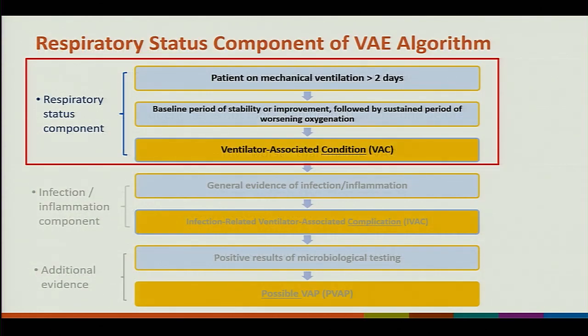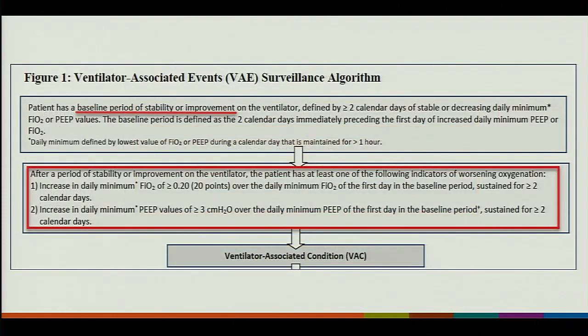Okay, so because the VAE algorithm is progressive, let's start with the first tier and learn how to determine if there is evidence of respiratory deterioration. Here we have a screenshot of the algorithm that exists within the protocol. Using the daily minimum FiO2 and daily minimum PEEP, we observe for a baseline period of stability or improvement on the ventilator, followed by evidence of worsening of oxygenation. A point to remember is, if the baseline is established in FiO2, the evidence of worsening oxygenation must also occur in that same parameter. In other words, you can't meet a VAC definition if there is stability in FiO2, but evidence of worsening oxygenation in PEEP.